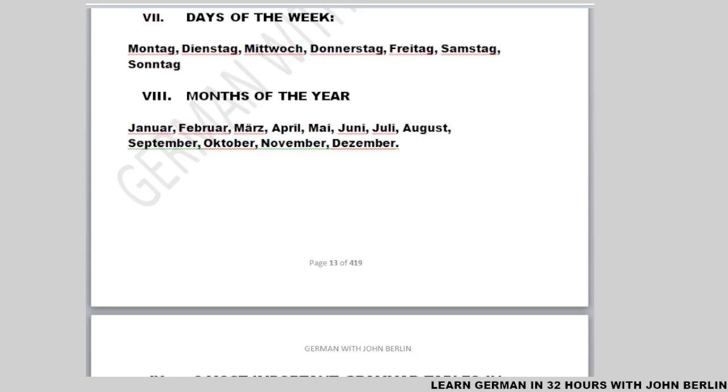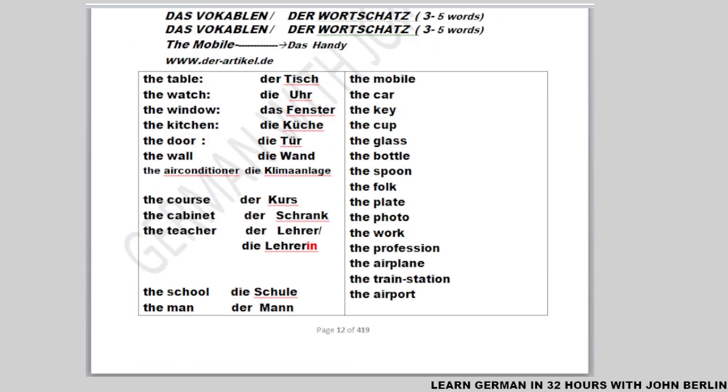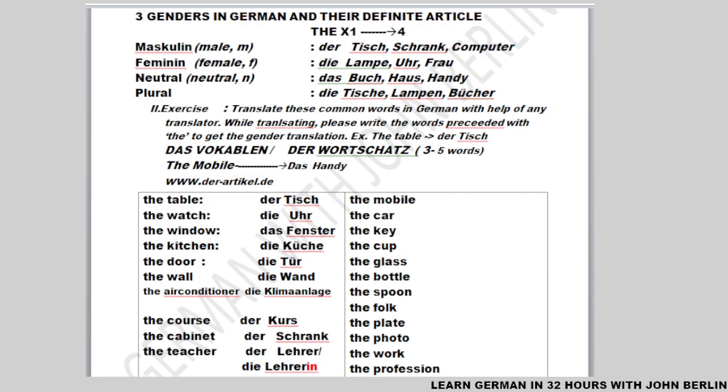Perfect. So this was a bit about the fundamentals which we learned today. There are genders in German which we can identify with the articles. And in the next lesson, we'll get started with a few grammar tables.